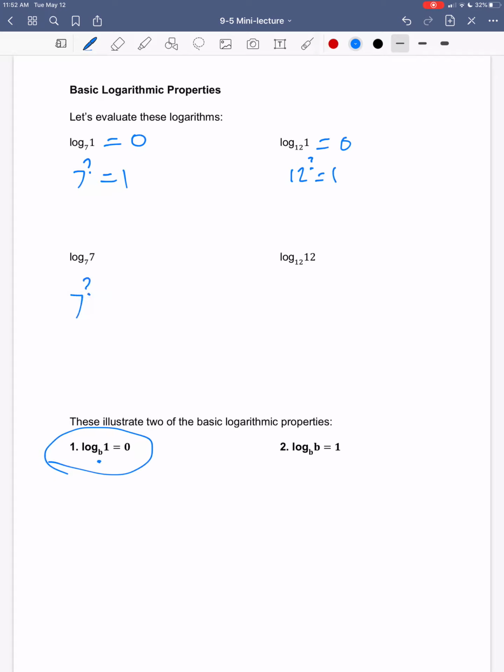Here, this says 7 to what power is 7? Well, that would just have to be 1. And this says 12 to what power is 12? That would just have to be 1. And what we see here is that the base and what I'm taking the log of match up. And if that happens, we're always saying 7 to what power is 7, 12 to what power is 12. Here, b to what power is b? Well, to take b to b with a power, you have to take the first power. So these are two of the most basic properties of logarithms that we have. If we take the log of 1, we always get 0. And if we take the log of the base, we always get 1.